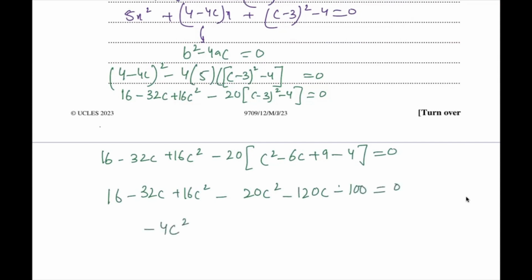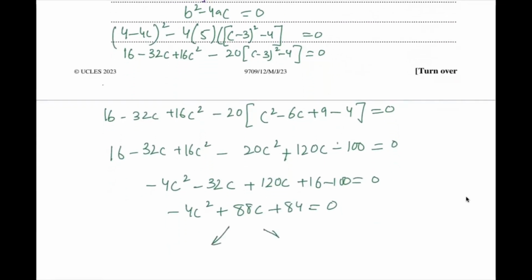Minus 4c square, minus 32c. This should be plus 120c plus 16 minus 100 equals to 0. So negative 4c square plus 88c plus 84 equals to 0. And when we solve, we are going to get the two values of c.